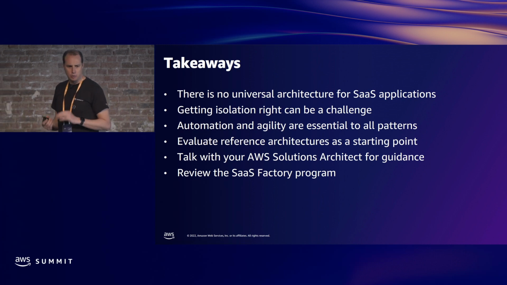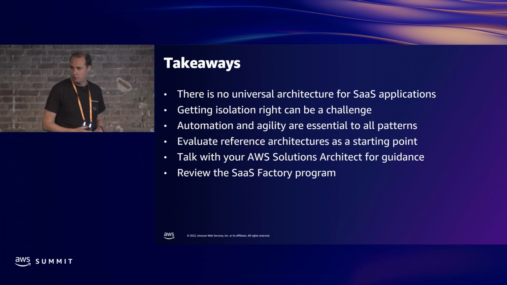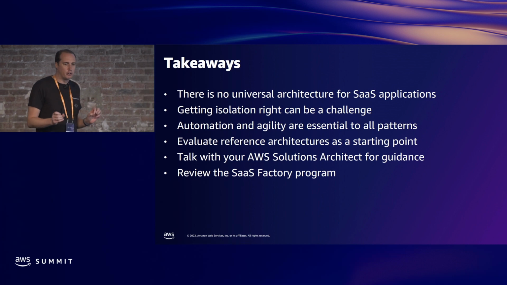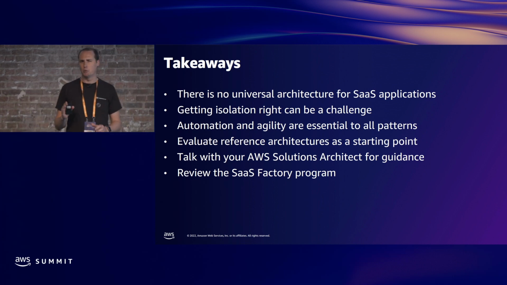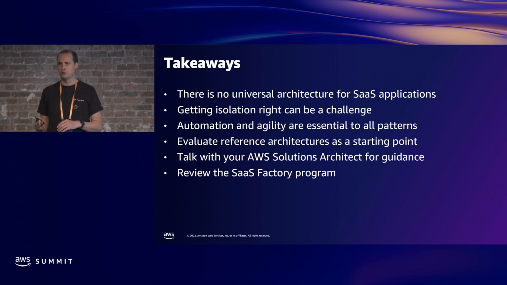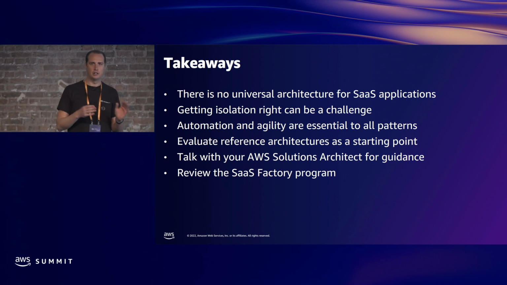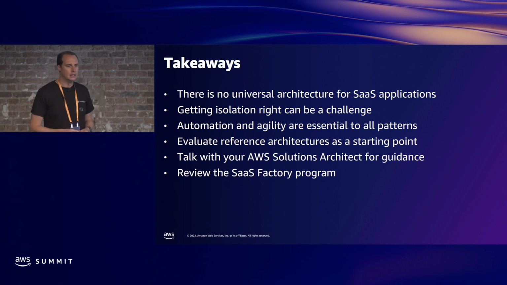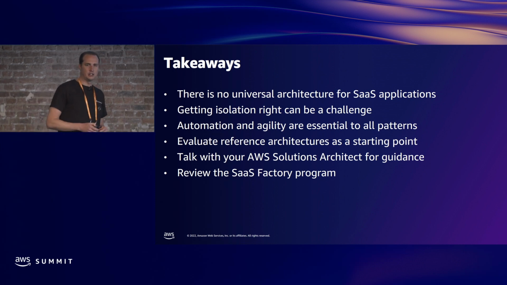So I would like to end up with a couple of takeaways. Like Roma already said, there's actually no universal architecture for a SaaS application. You really have to think about what is more important for you. What type of model do I choose for this service? Is it siloed or is it pooled? And getting isolation right can be a challenge.